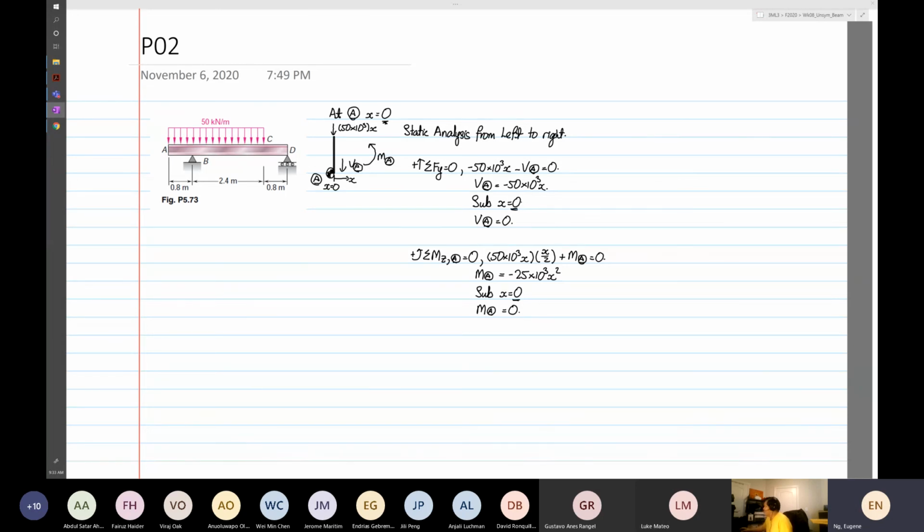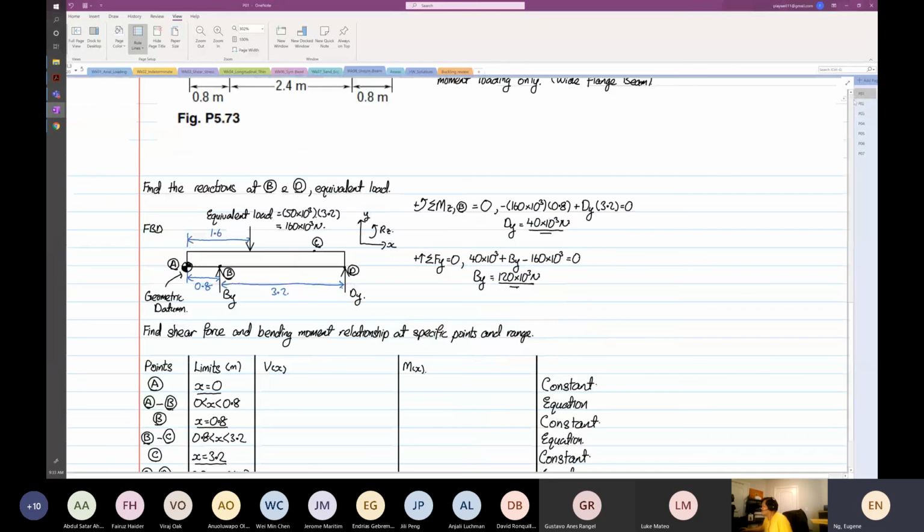So we will go back to our table. I'm not going to do this very often. We will come here and say this Vx is equal to 0 and Mx is equal to 0, like what you could see now.